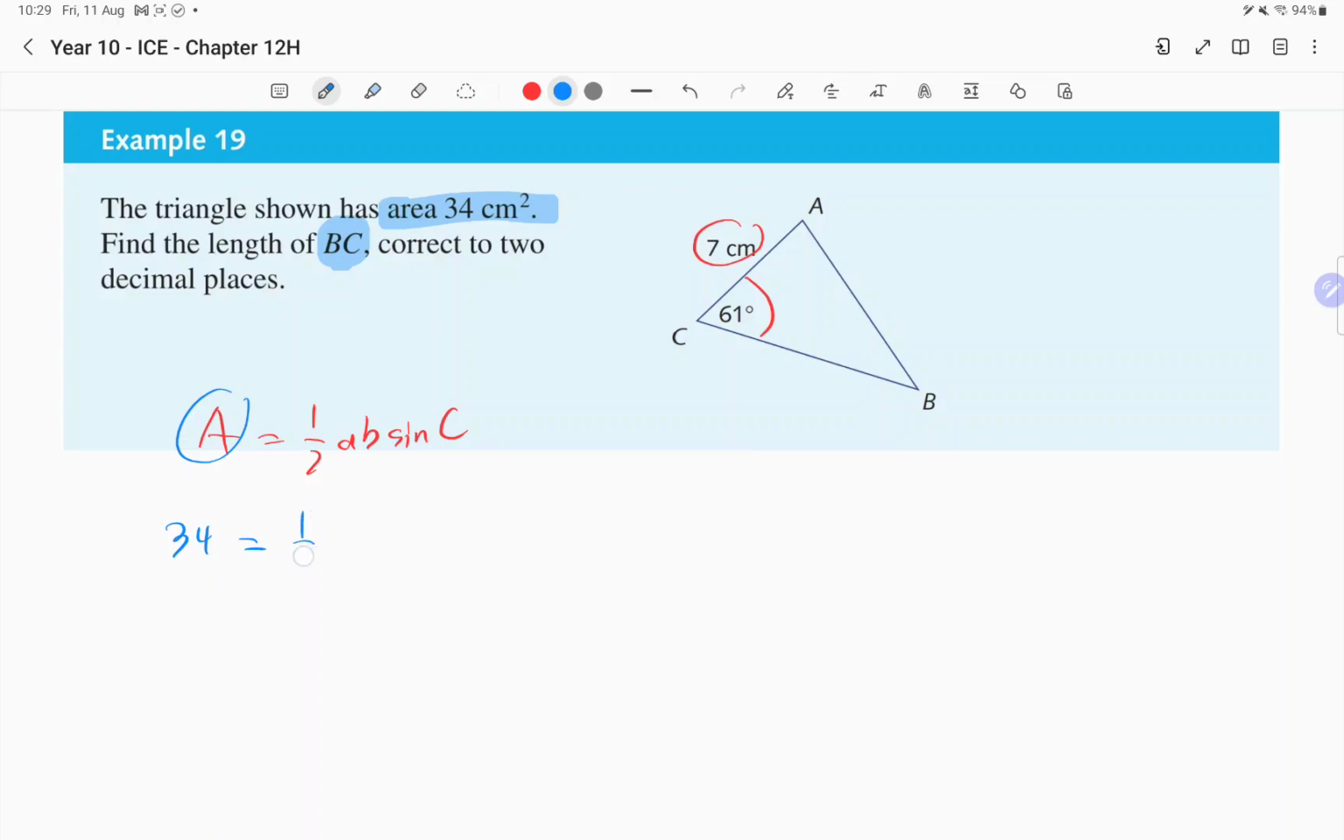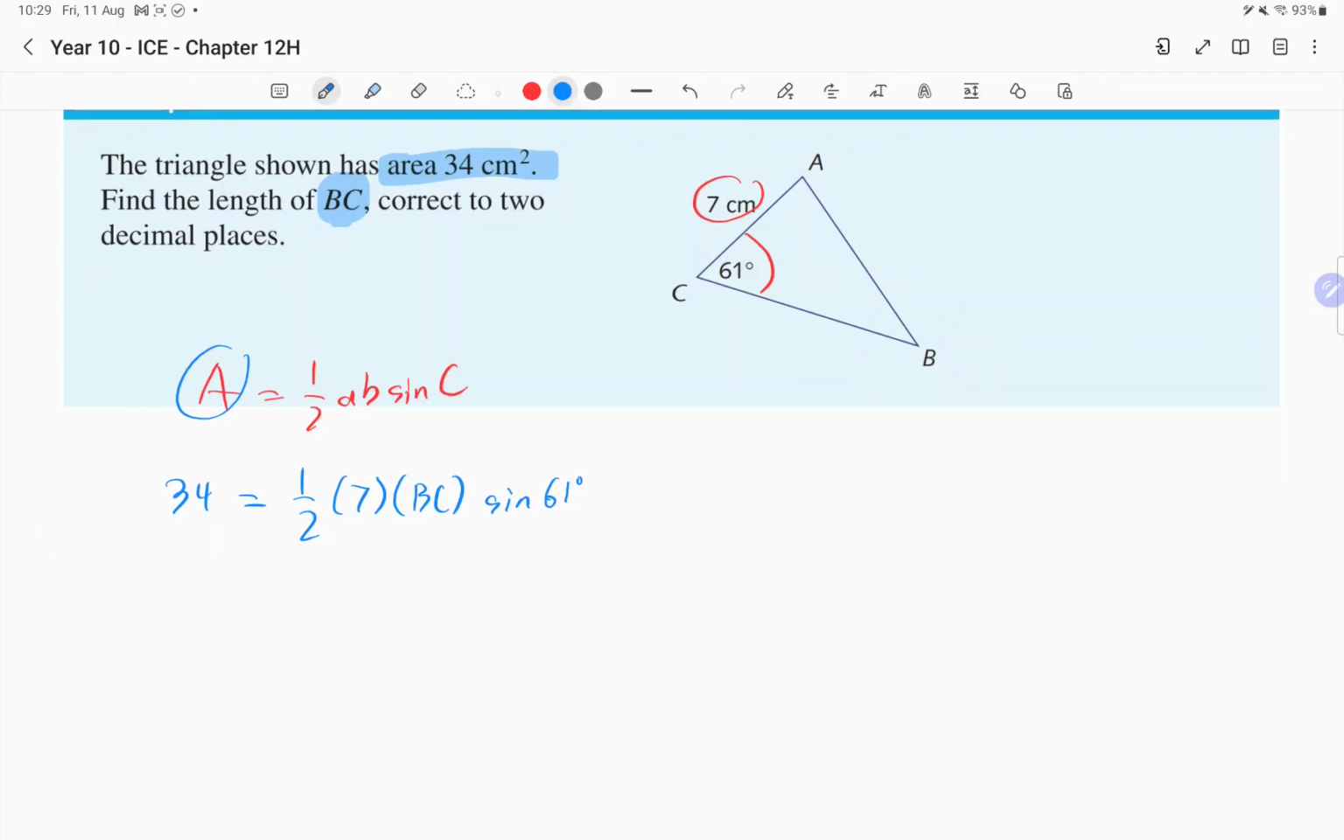So 34 equals half times the product of the two sides. We can just pick any side, so that'll be 7, and then times the unknown side BC that we're trying to find, and then sine of the angle 61 degrees. Then the next job is just to isolate our main variable BC by bringing everything over to the left hand side. First the 1/2, when you bring that over, it becomes the reciprocal, so that will be 34 times 2, and bring the 7 over means you would divide by 7, and when you bring sine 61 over, you're also dividing by sine of 61 degrees, and that would be equal to BC.